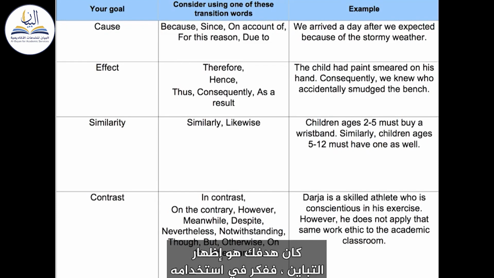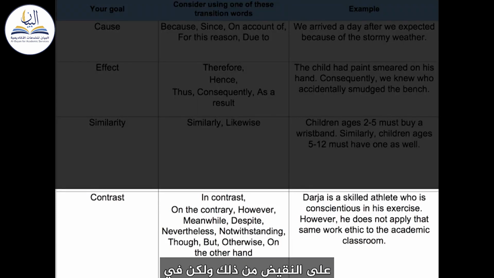If your goal is to show contrast, consider using in contrast, on the contrary, however, meanwhile, despite, nevertheless, notwithstanding, though, but, otherwise, on the other hand. Darja is a skilled athlete who is conscientious in his exercise. However, he does not apply that same work ethic to the academic classroom.